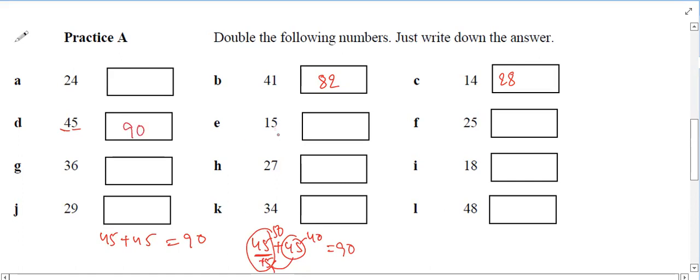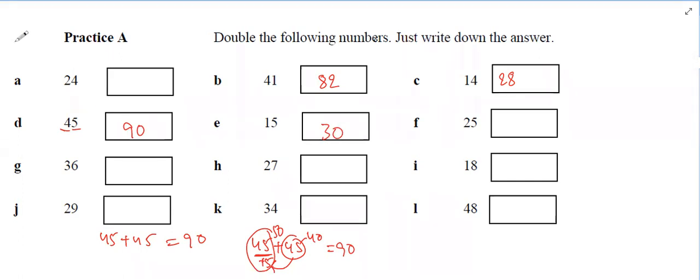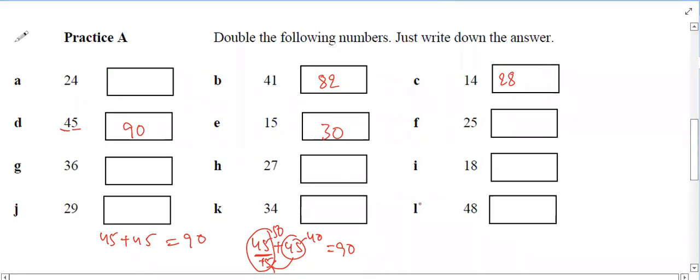And then Ritvik, Bhunesh, E. Yes, sir. 10 plus 10 is 20 and 5 plus 5 is 10. 20 plus 10 is 30. Correct. Sharanya, your question is L. Yes, sir. 8 plus 8 is 16. And 40 plus 40 is 80. And 80 plus 16 is 96. Yes, 96.